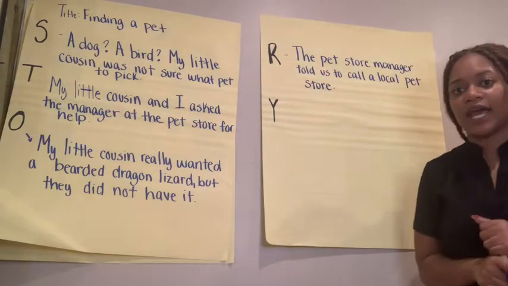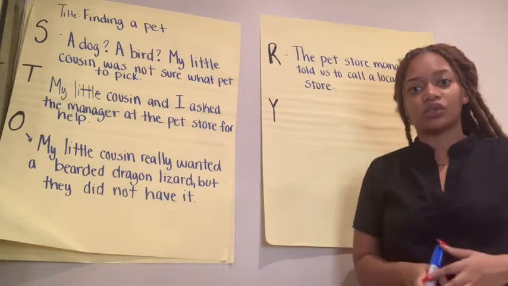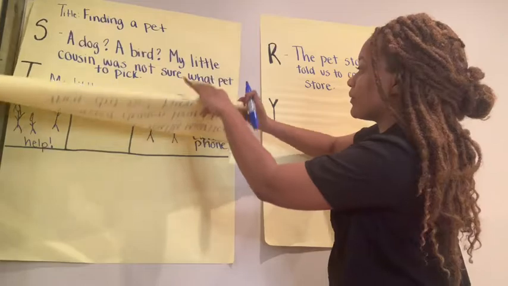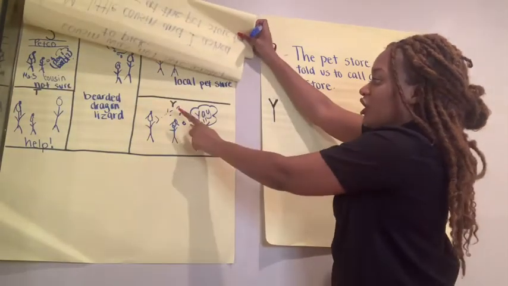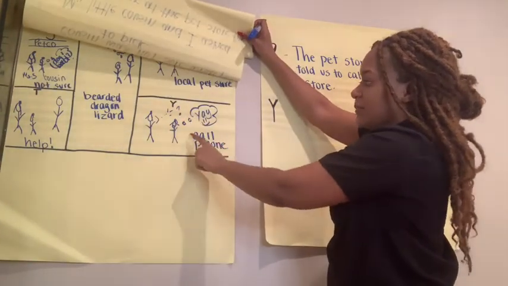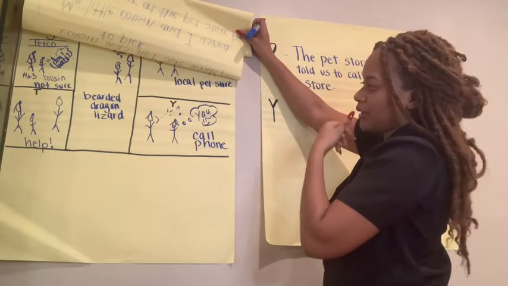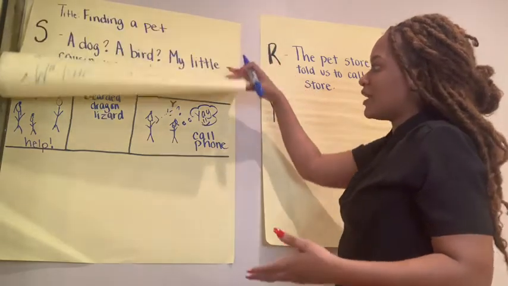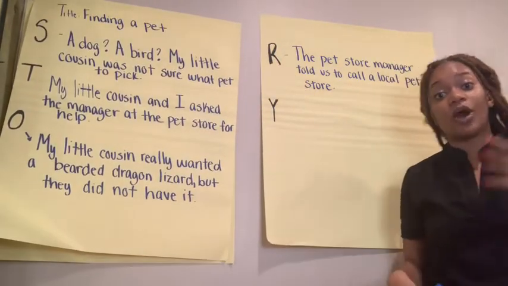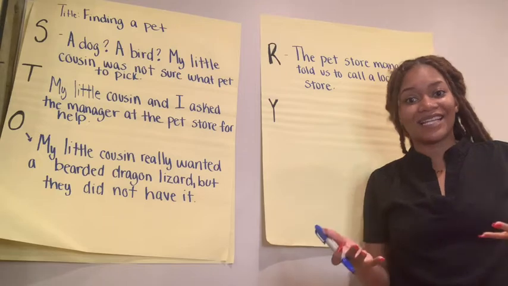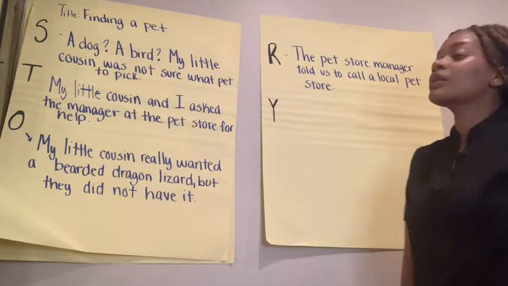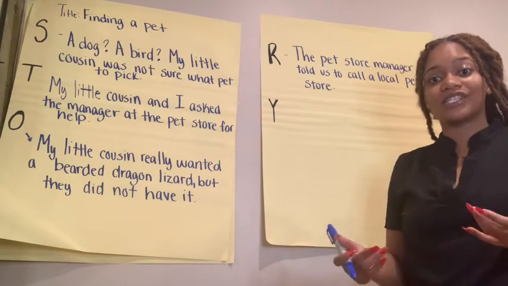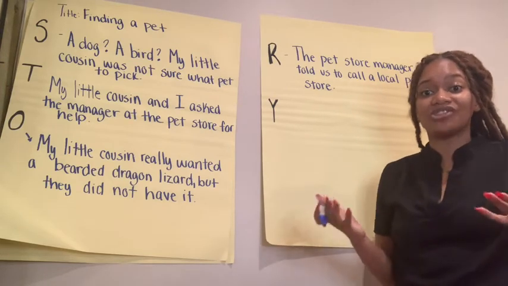And what happened after that? So we know that he told us to call this local pet store. What happened after that? Let's go back to our story map. So we know that we're onto our Y, a solution. And I see my two words are call and phone. And I see yay and smiles in the picture. Right. After the manager told us to do that, we ended up calling the local pet store and they had it. So we're going to write a sentence. How about we went home and got on the phone to call a local pet store and found out that they had the bearded dragon lizard.